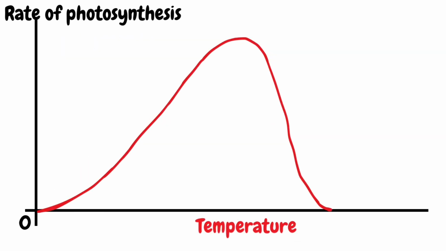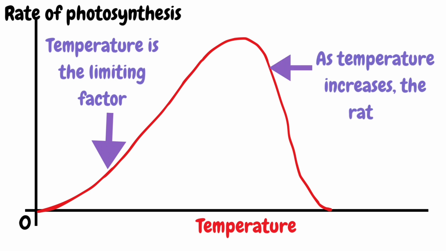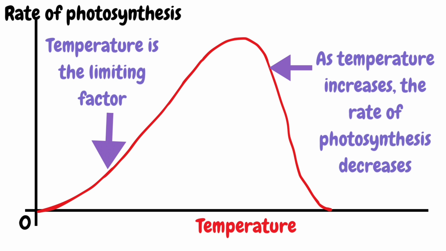Here's a graph showing what happens to the rate of photosynthesis as temperature increases. You can see that in the first part of the graph, as the temperature increases, the rate of photosynthesis also increases. So this tells us that temperature must be the limiting factor. However, after a point, as the temperature keeps increasing, the rate of photosynthesis starts to decrease until it eventually stops altogether. And I've marked here the maximum rate of photosynthesis, which is when photosynthesis is at its fastest.